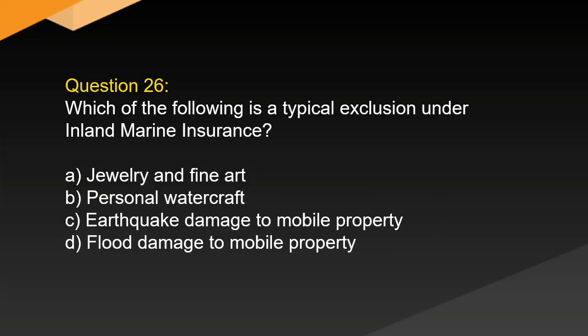Question 26. Which of the following is a typical exclusion under inland marine insurance? A. Jewelry and fine art. B. Personal watercraft. C. Earthquake damage to mobile property. D. Flood damage to mobile property.